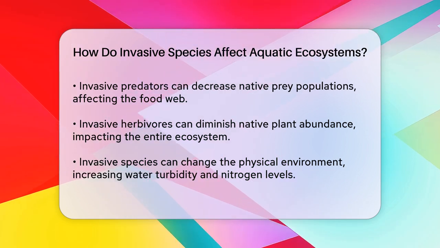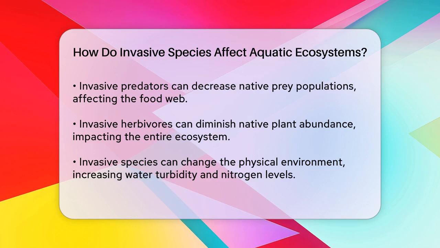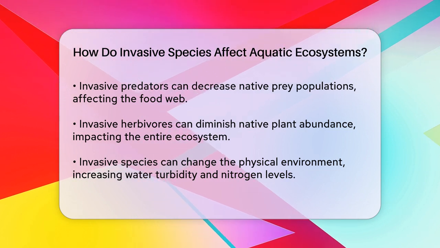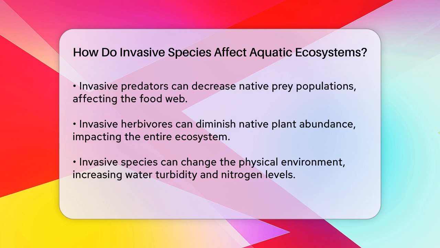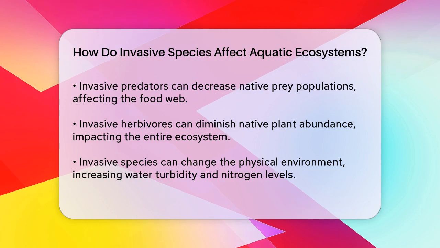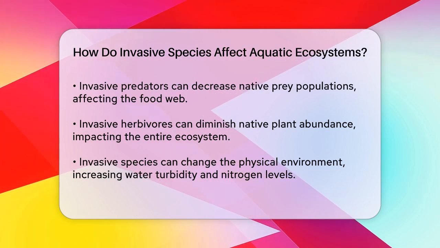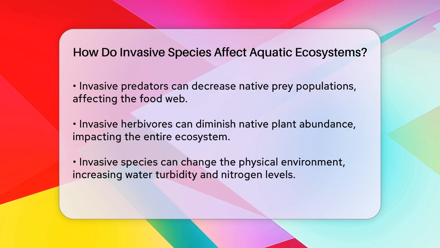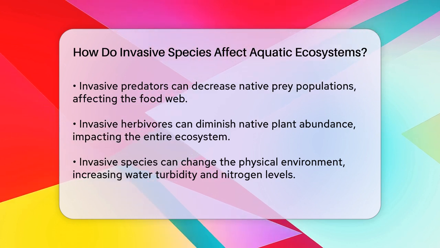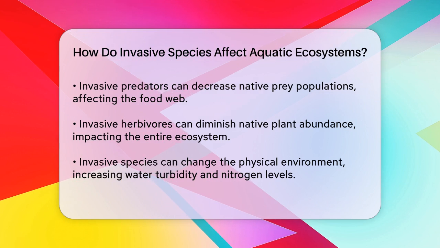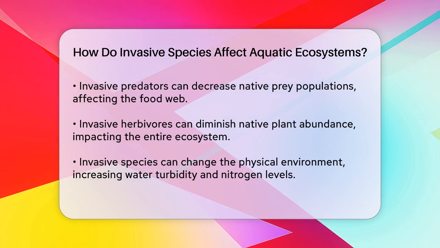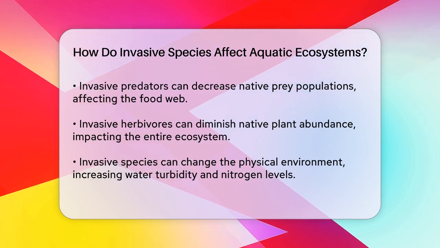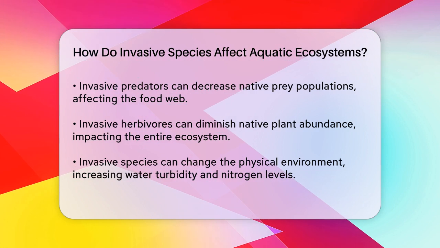In addition to these biological impacts, invasive species can also alter the physical environment. They can increase water turbidity, nitrogen levels, and organic matter concentration, leading to eutrophication and degraded water quality. This can result in reduced oxygen levels in the water, making it harder for native species to survive.